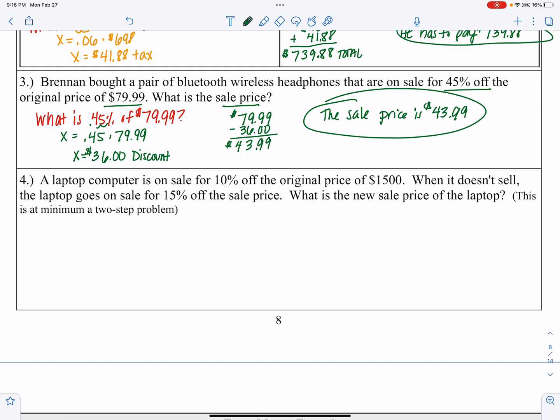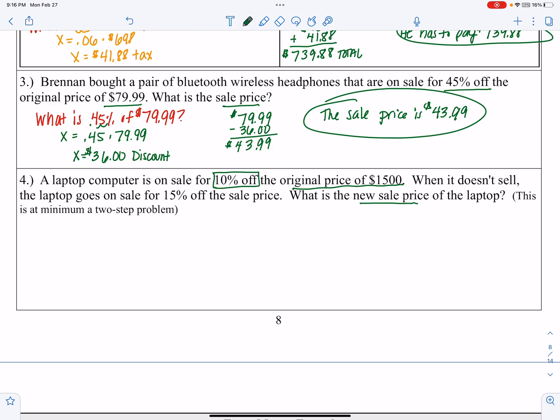Picture the situation. So we have a laptop computer on sale. They make it 10% off that original price. Okay. And so we understand how to do that. 10%. What is 10% of that price? But here's the problem. The computer doesn't sell, and the laptop then goes on sale for 15% off that new sales price. So what is the new sales price now of the laptop? So we have two steps here because we're not taking a total of 25% off. We're taking 10% off and then 15% off that new price. So we have two different numbers here.